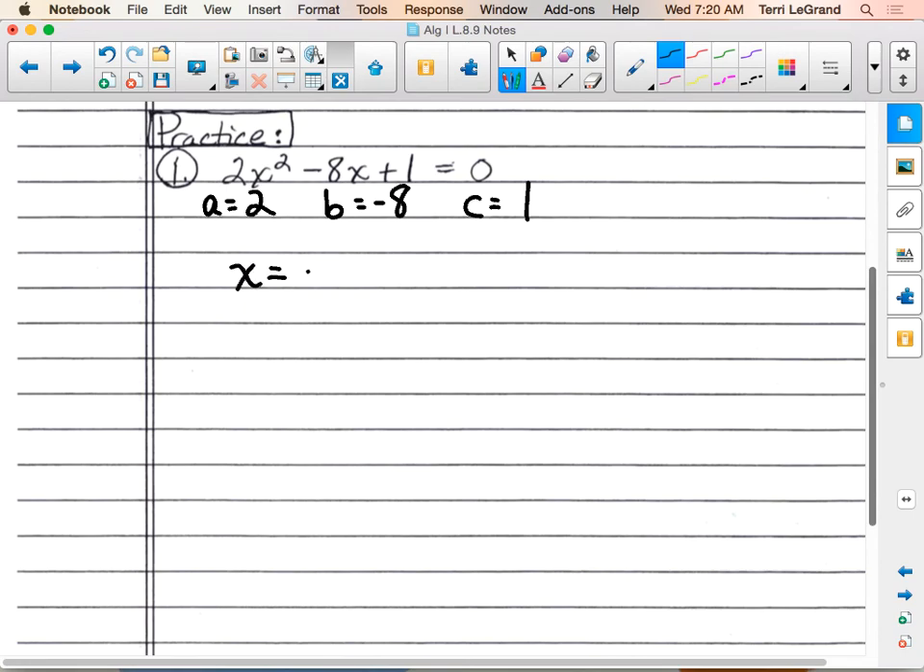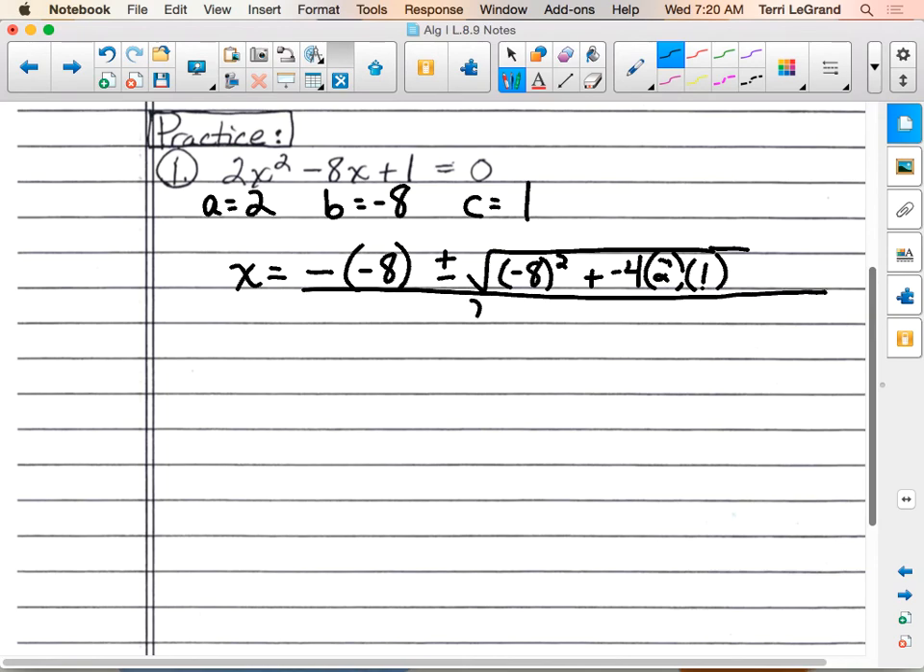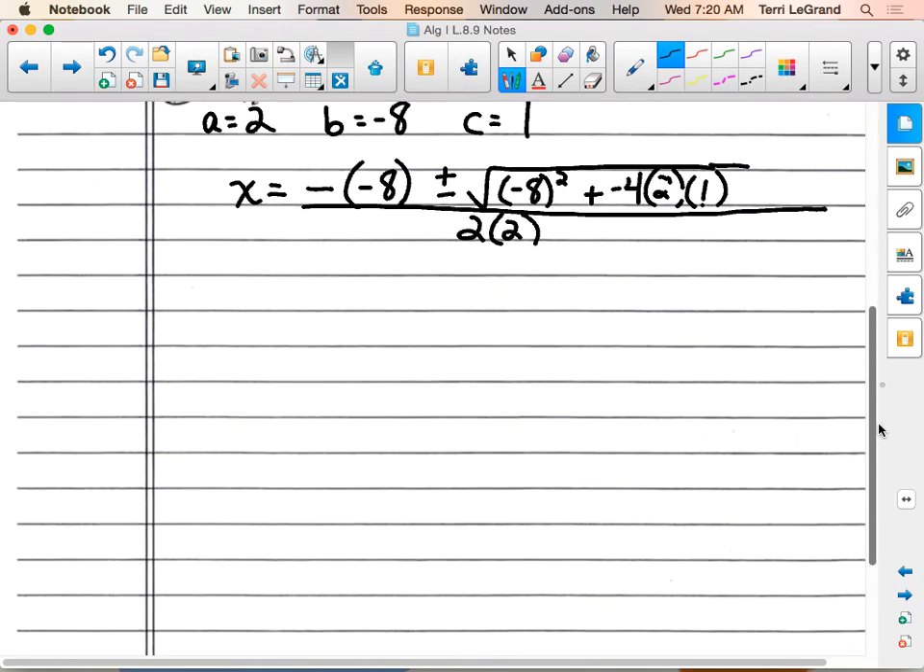x equals the opposite of, in parentheses, our b value, negative 8, plus or minus the square root of our b value in parentheses squared, plus a negative 4 times our a value in parentheses of 2 times our c value of 1. All of that divided by 2 times our a value in parentheses of 2. So notice, all places where there's a variable except x in our quadratic formula, we are subbing in parentheses.